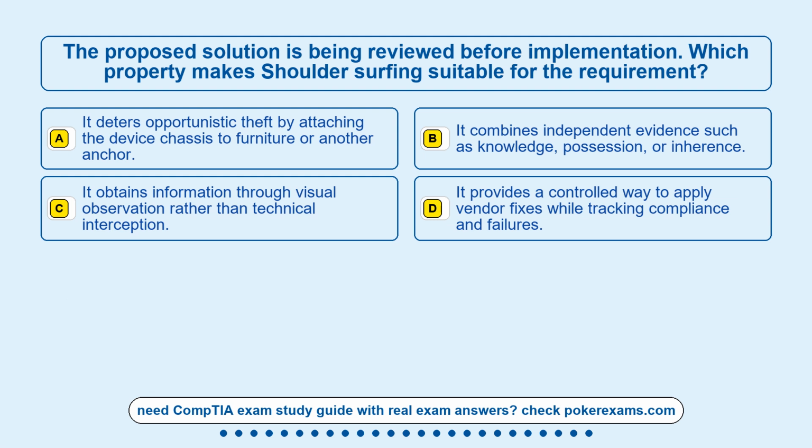Question 1. The proposed solution is being reviewed before implementation. Which property makes shoulder surfing suitable for the requirement? Option A. It deters opportunistic theft by attaching the device chassis to furniture or another anchor.